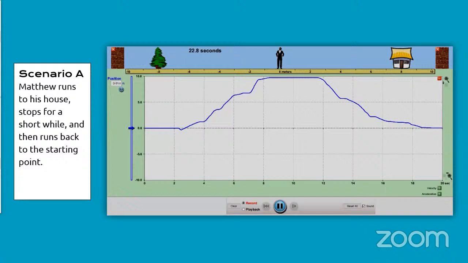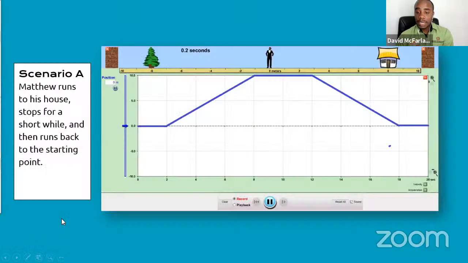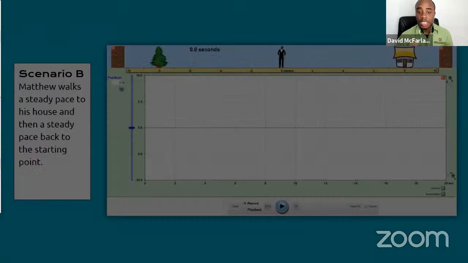Eight, nine, 10. All right. Now let's go to the second scenario. And here, well, this was from the first scenario. This is just a little snapshot of what it looks like. The lines are looking a little better. And now let's go to scenario B.